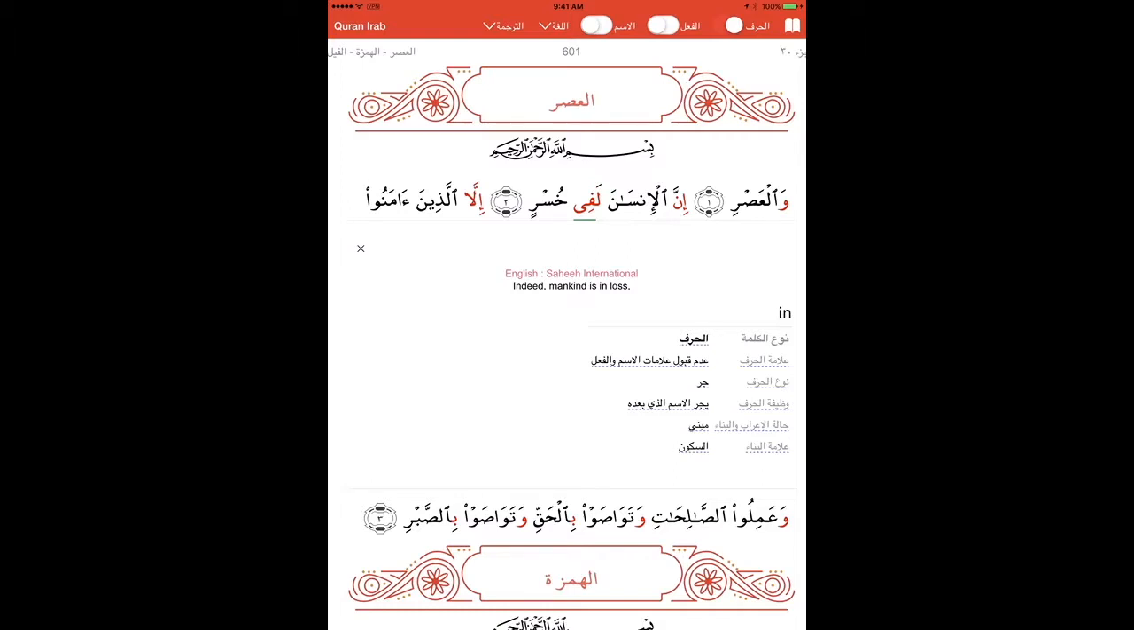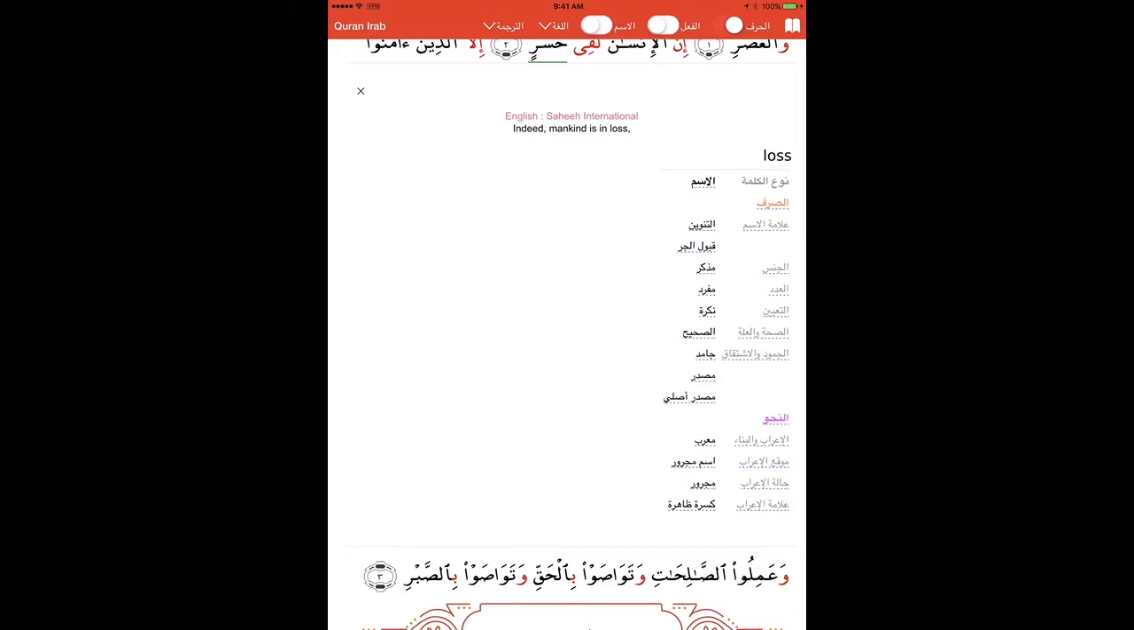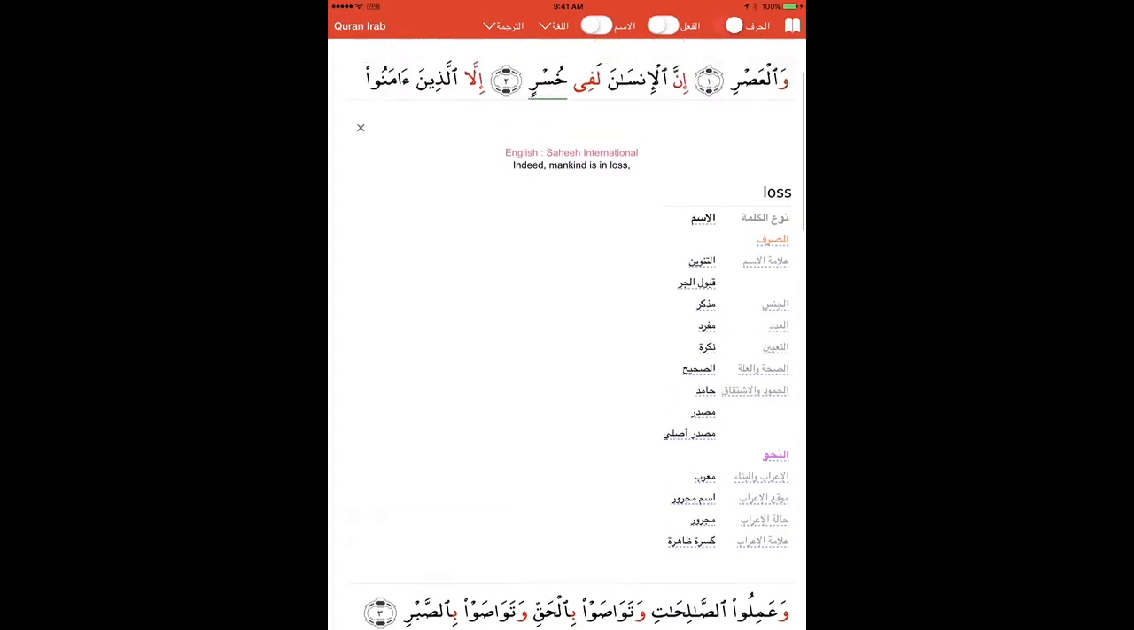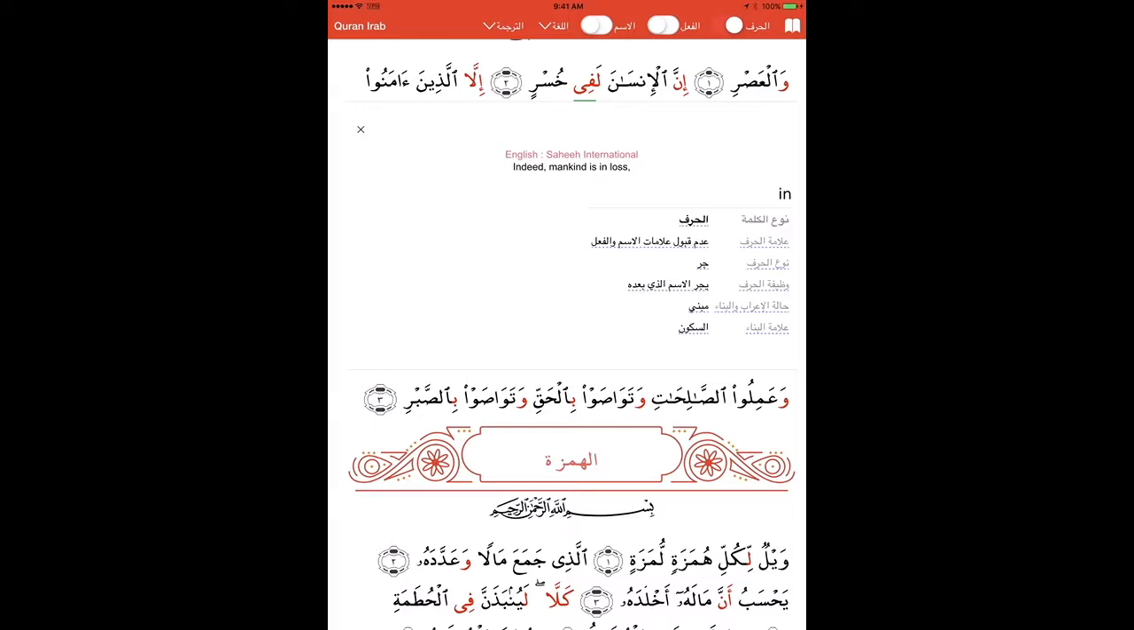In this instance, the majroor is displayed by, you look at khus, tap on it, you can see that it is kasrah dhahira. The alamatul i'rab, the sign of i'rab, is kasrah dhahira. So there is a kasrah at the end of it, khusrin. So you know that it is majroor. And why is it majroor? Because before it is harful jar.